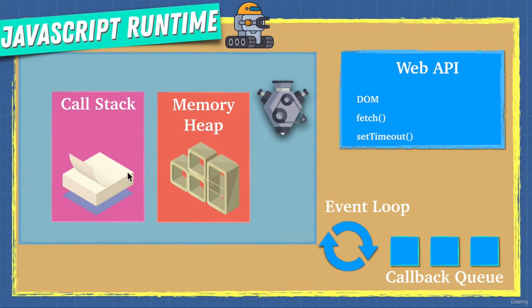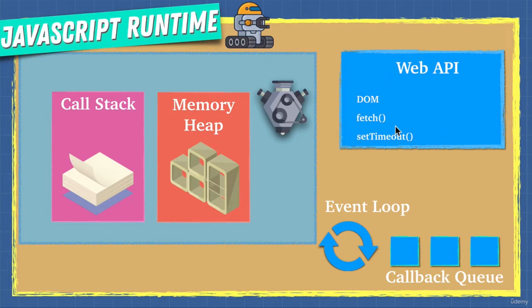We have items on the call stack, and as soon as something comes up, like set timeout, that's not part of JavaScript, it's part of the web API, the call stack is going to say, oh, I have something that's not for me here, it's for the web browser, for the web API. So it's going to say, hey, web API, here it is. I don't know what to do with this. You take care of it.